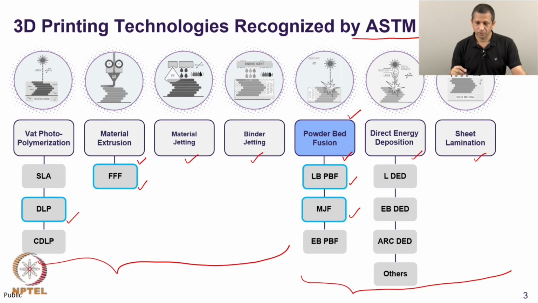The powder bed fusion process is offered in 3 forms. One is laser based powder bed fusion, there is multi-jet fusion and there is electron beam based powder bed fusion.